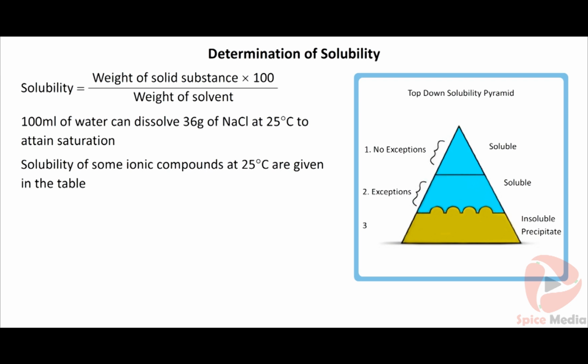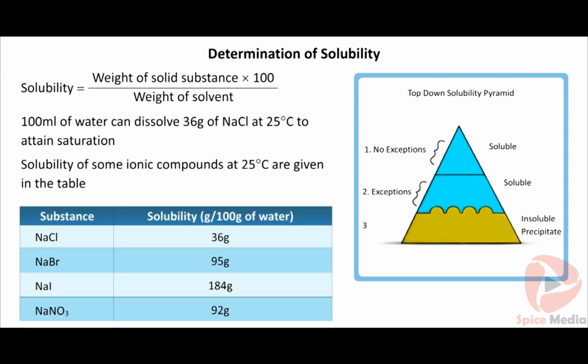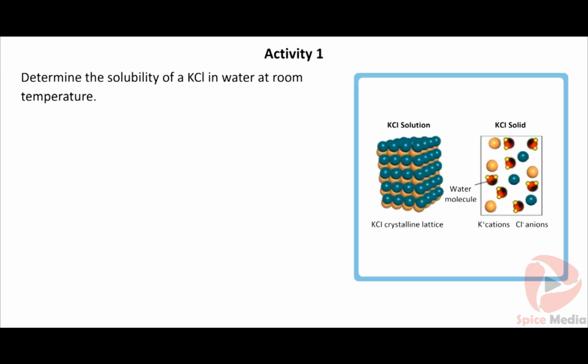Solubility of some ionic compounds at 25 degrees Celsius are given in the table. NaCl 36 grams, NaBr 95 grams, NaI 184 grams, NaNO3 92 grams. Determine the solubility of KCl in water at room temperature.